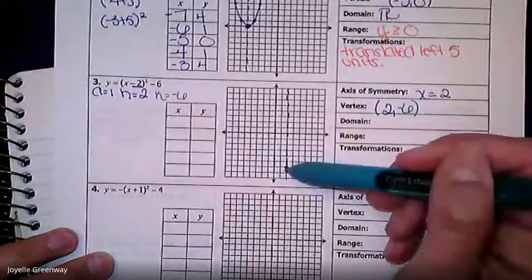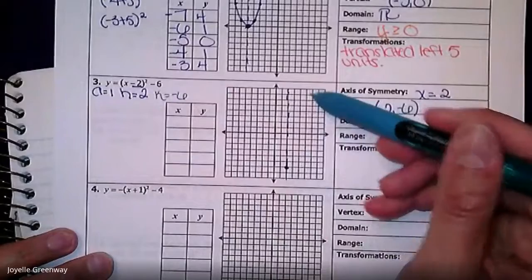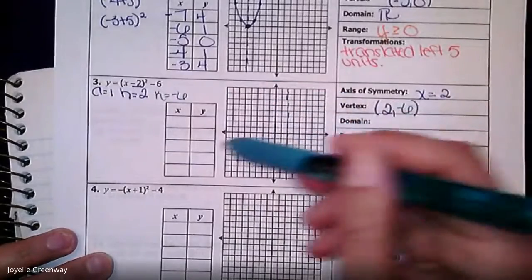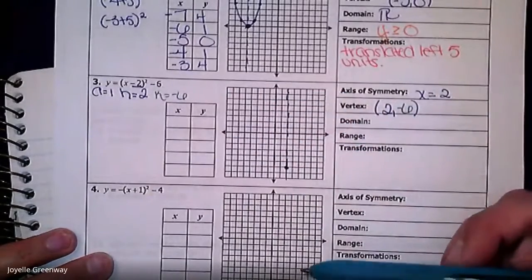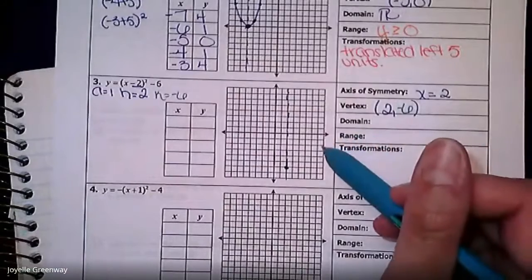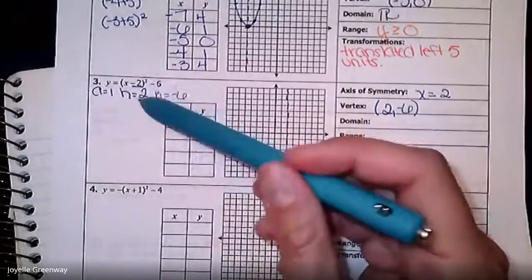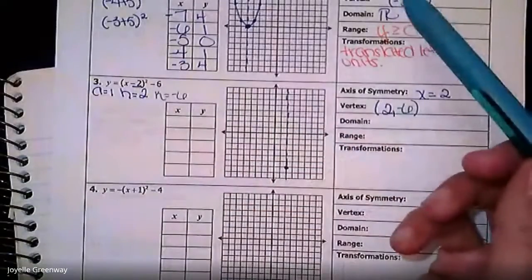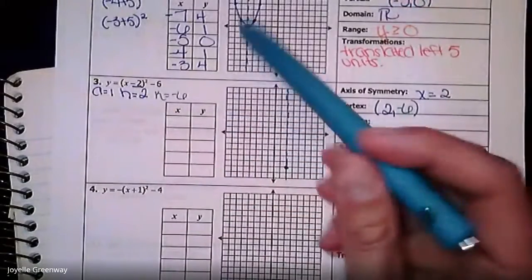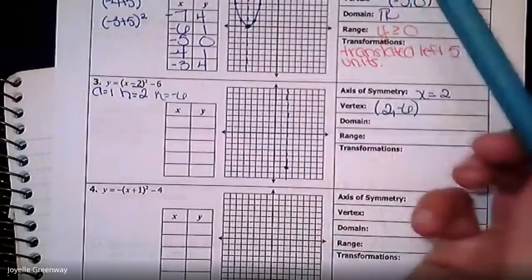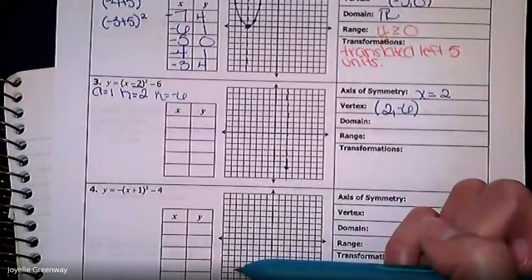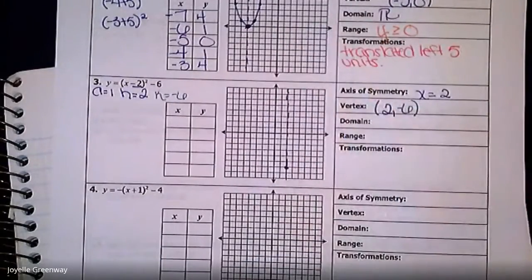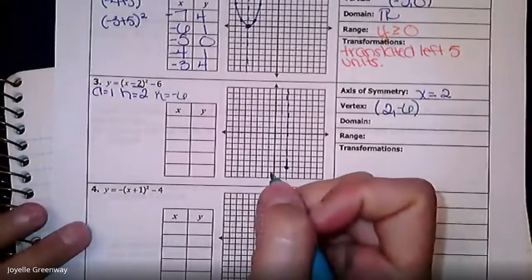So our a value is 1. So that means it's going to open up. So I will cross my x-axis. I'm not going to use my discriminant because I would have to change this into standard form and then do the b squared minus 4ac. So I'm just going to solve it. And I already know just by looking at it that my roots are going to be irrational, and I'll tell you why.